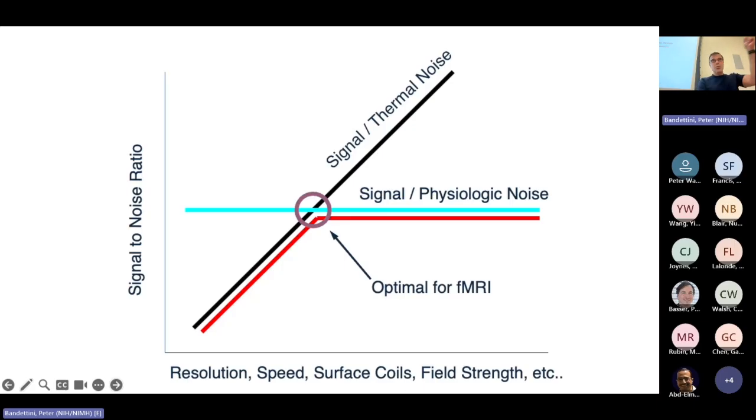I mean, certainly for super high resolution stuff, we're usually down here in the thermal noise regime, which is not the best because you have low signal to noise, but it's not that bad because we can filter it more easily using other advanced techniques such as NORDIC or whatever. So it's not that bad. But if you are imaging at super low resolution, for instance, and thinking you're going to gain some signal to noise, it's not the case. You're never going to go higher than the physiologic noise limit.